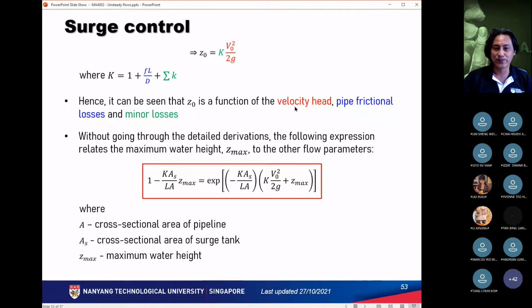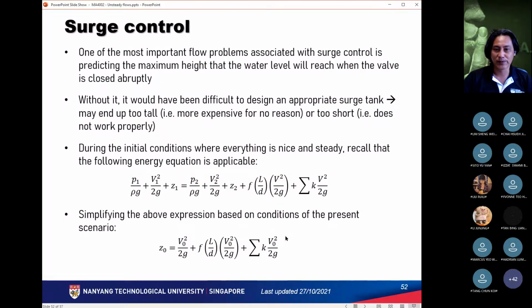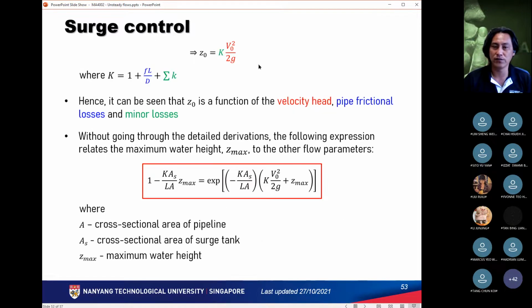Okay, now you can actually simplify this further, because I'm quite sure you guys noticed that all of this has got a common term, and that is V naught squared divided by 2G. If you take V naught squared divided by 2G out from these three terms and consolidate their coefficients, we can express Z naught as capital K times V naught squared divided by 2G. In this case, K will be 1 plus F over D plus the summation of K. And this is only applicable for the scenario that we've seen earlier.